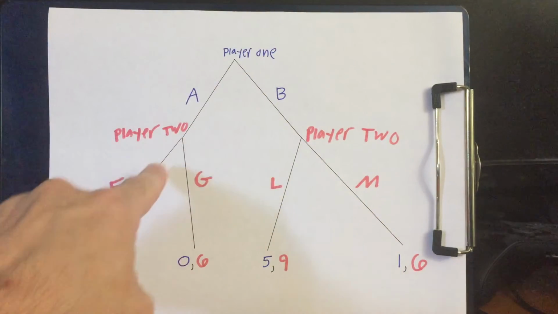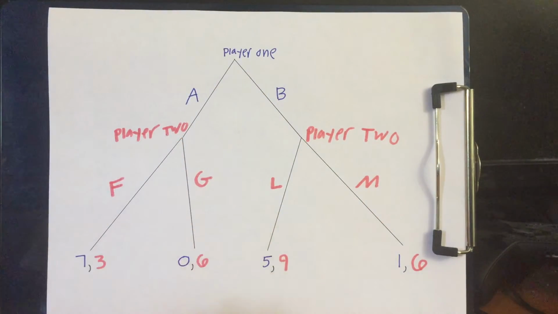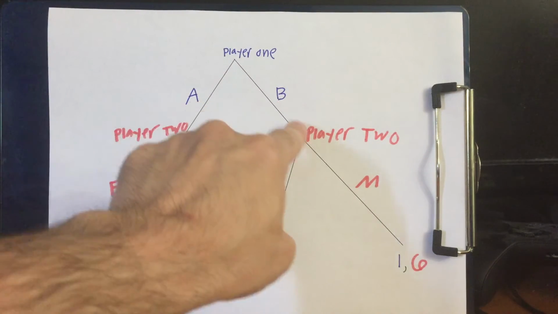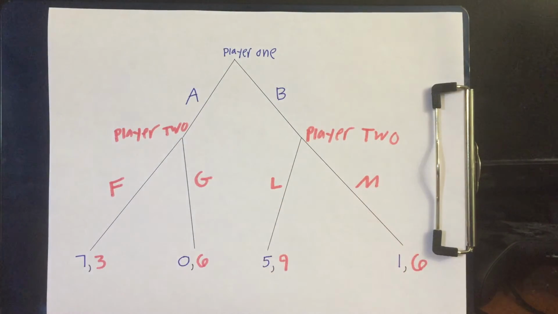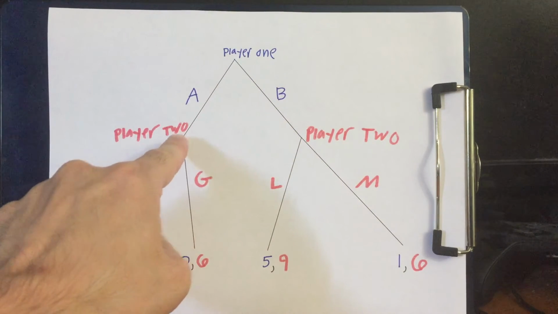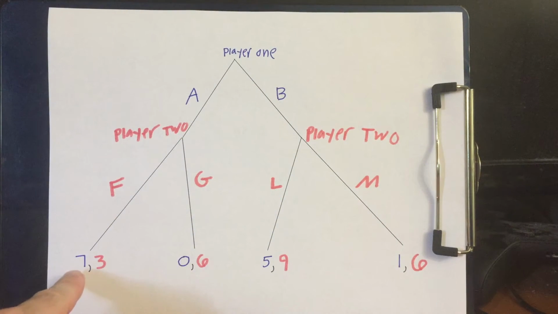If player 1 picked A, player 2 can pick F or G, whereas if player 1 picked B, player 2 can pick L or M. After player 2 moves, we get to what's called a terminal node, and each player gets his or her payoff. So if 1 picks A and 2 picks F, we end up here, and player 1 gets 7, and player 2 gets 3.